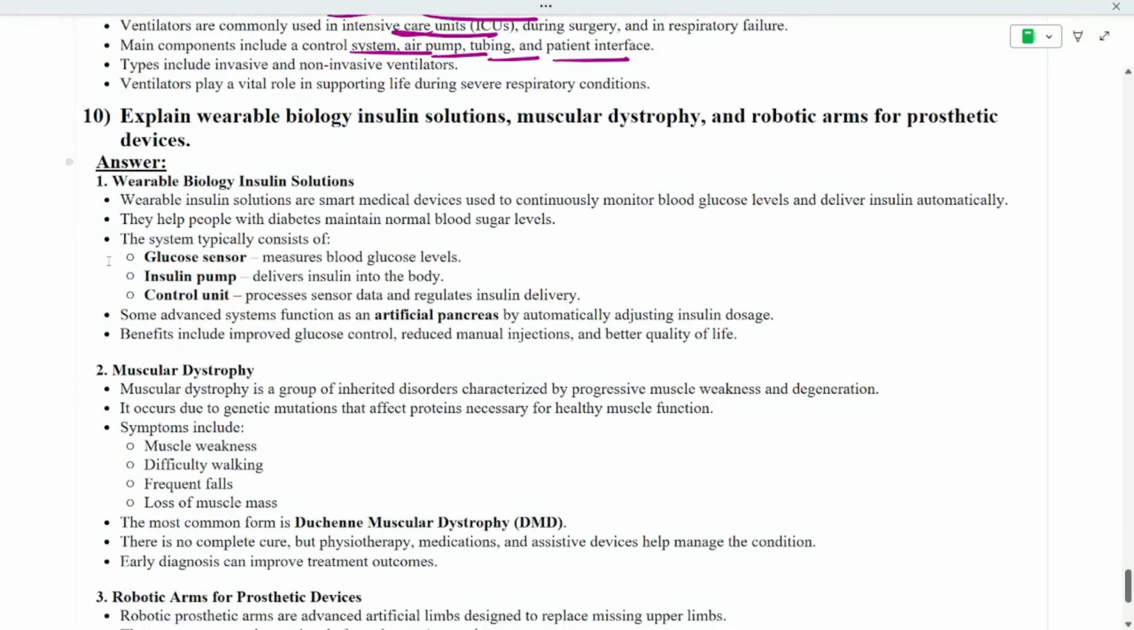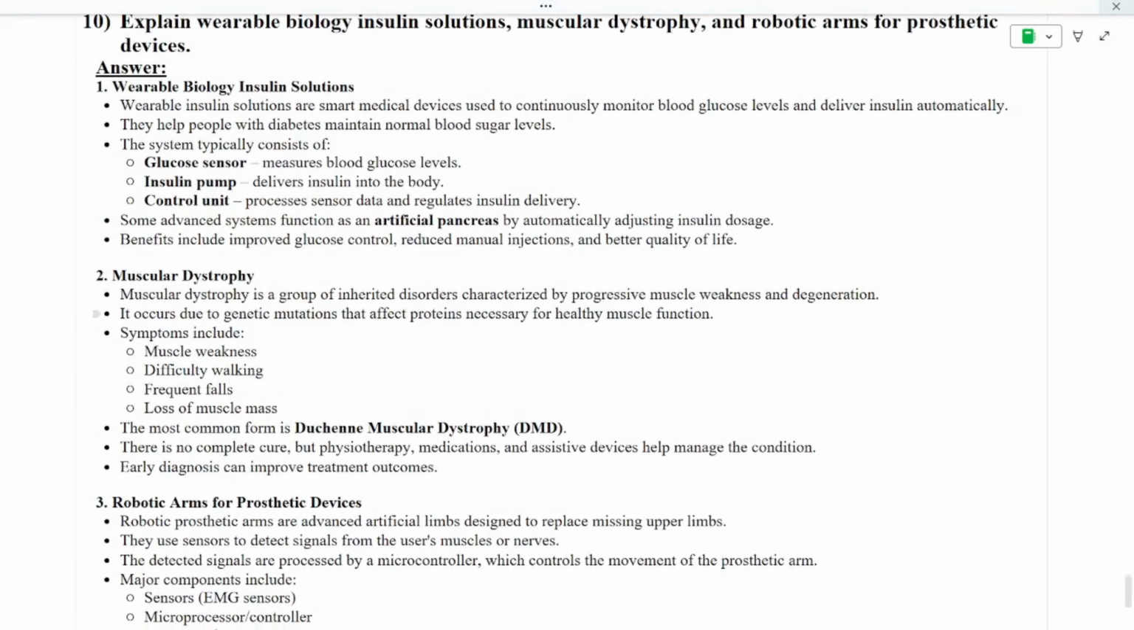Muscular dystrophy, it's already discussed. Robotic arms for prosthetic devices have also been discussed. Wearable biology insulin solutions are smart medical devices used to continuously monitor the glucose level of the person automatically. It will deliver the insulin also. It has a glucose sensor, an insulin pump, and a control unit. It acts as an artificial pancreas.